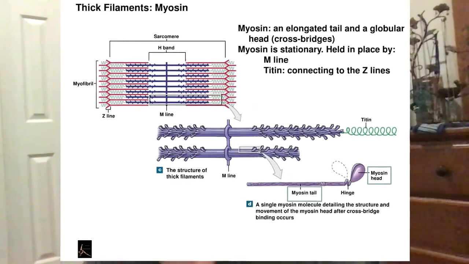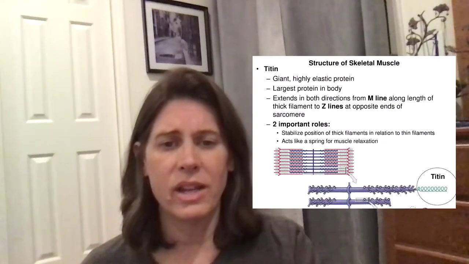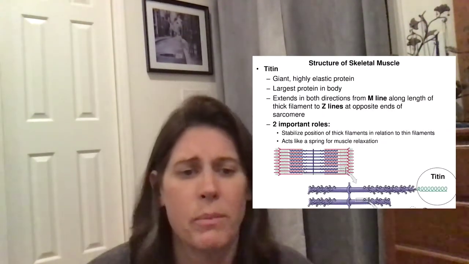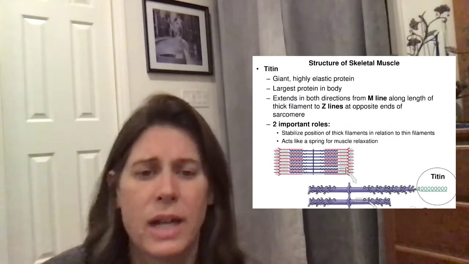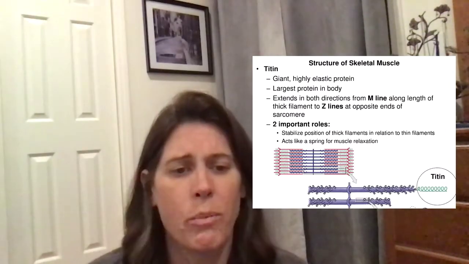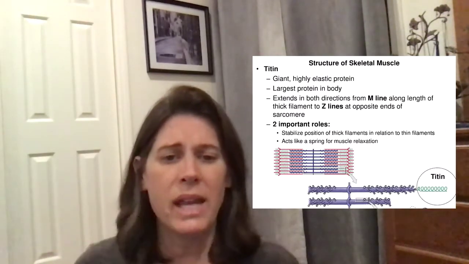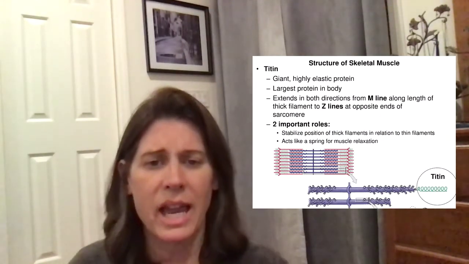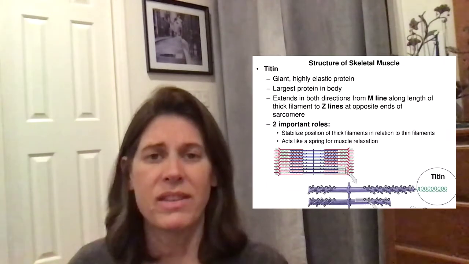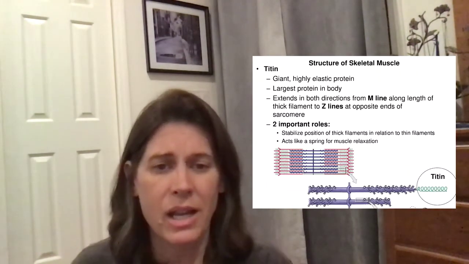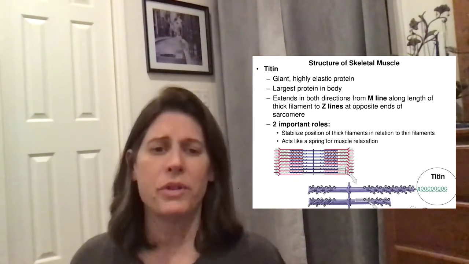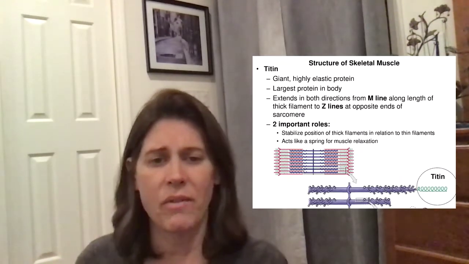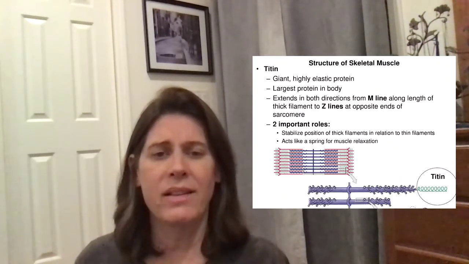That's called titin. And here it is on another slide. I circled it for you down at the bottom right corner. Titin is a protein that spans the length of the entire cell. It's highly elastic. We believe it's the largest protein in the body, and it extends in both directions from the M line to the Z lines at opposite ends of the sarcomere, and it acts like a spring.